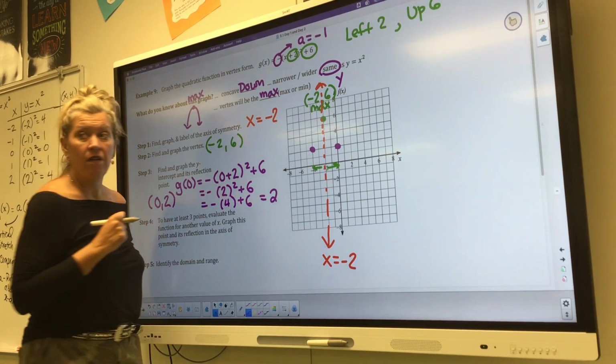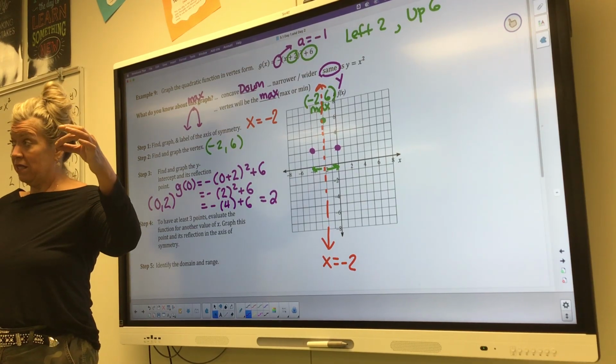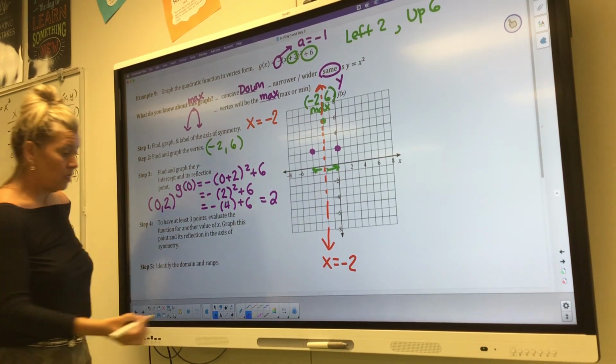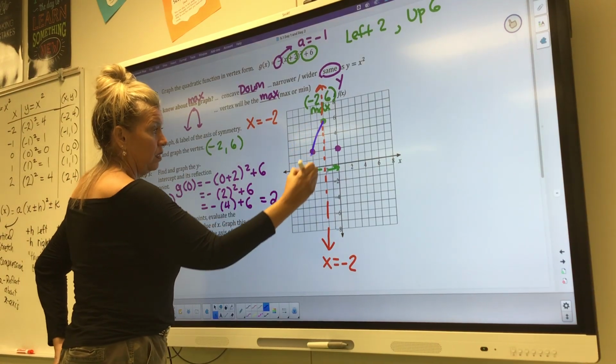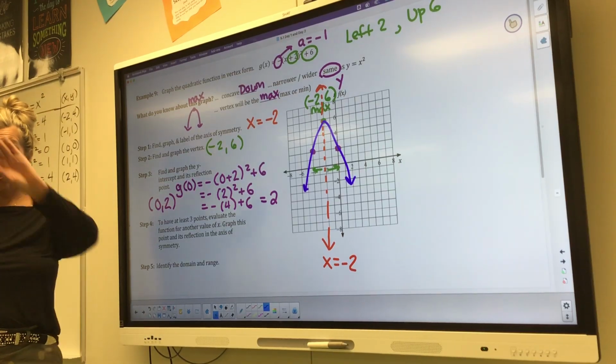We now have 3 ordered pairs. We have the highest point and then the 2 points there. So I'm going to start to create a little sketch. So I know it looks something like this. There it is. It opens down.